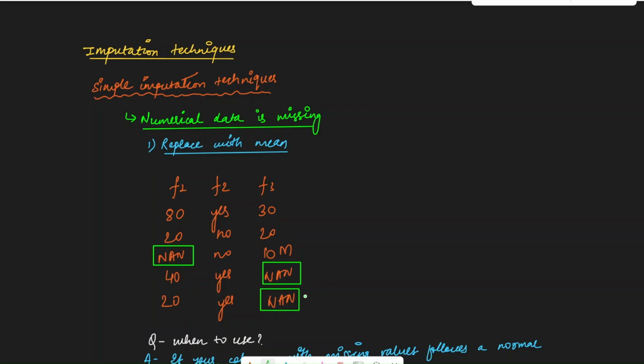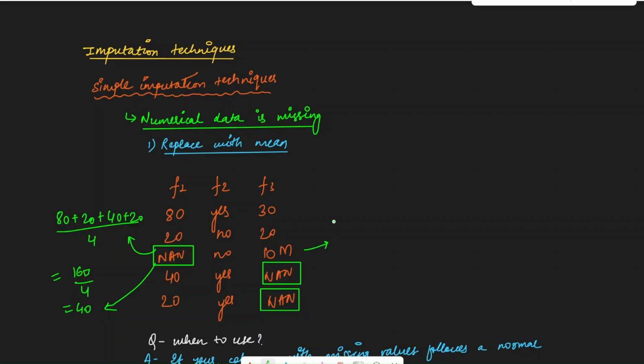Now to replace these missing values, we try to find the mean of the column and replace the missing value with the mean that we have found. Let's say for this one, we are going to replace it with the mean of F1. The mean of F1 is 80 plus 20 plus 40 plus 20 divided by 4, which is 160 divided by 4, which is equal to 40. So we are going to replace this NaN with 40, because we first found the mean of this column and then replaced the missing value with it.